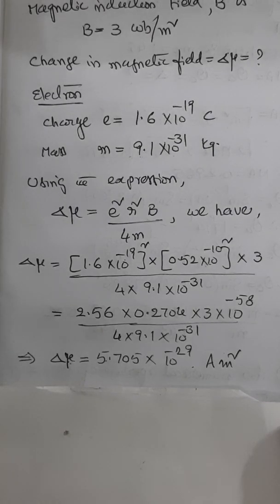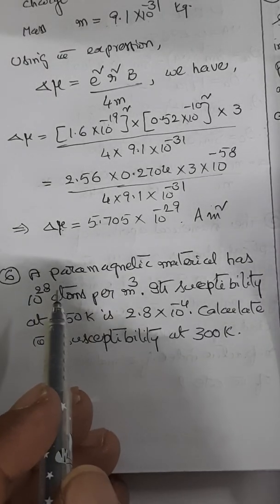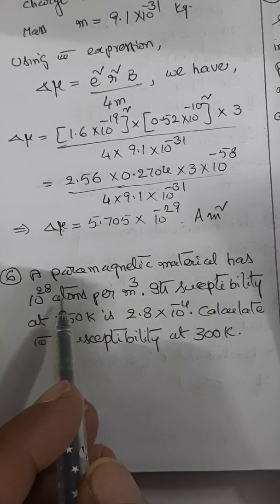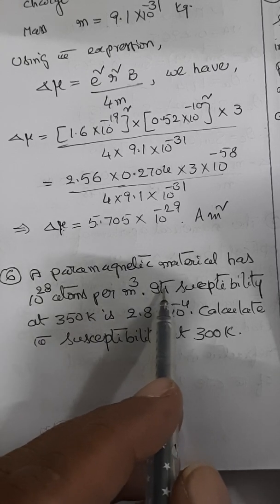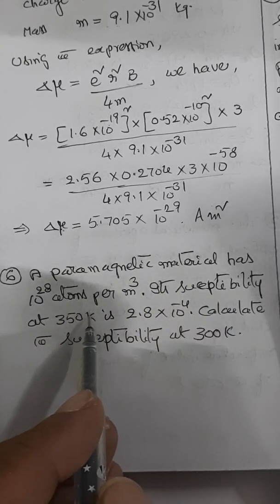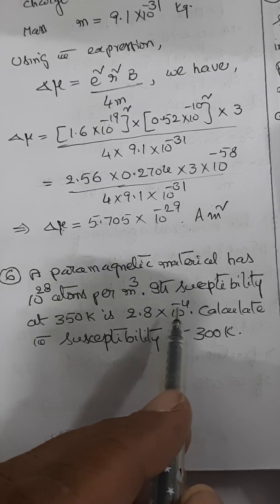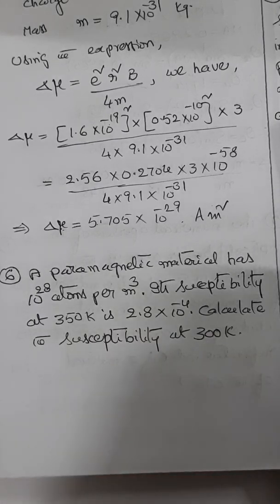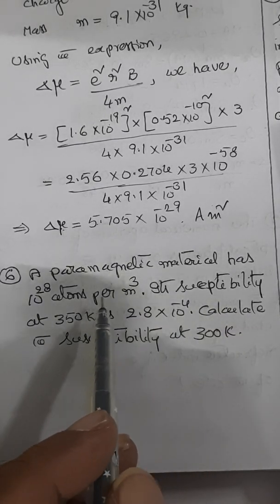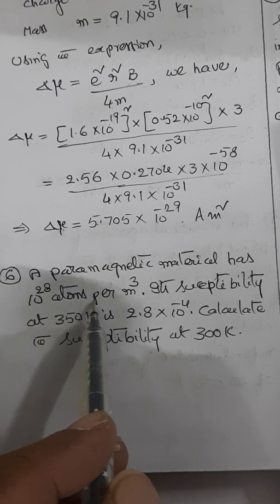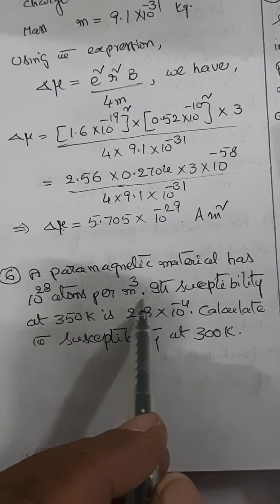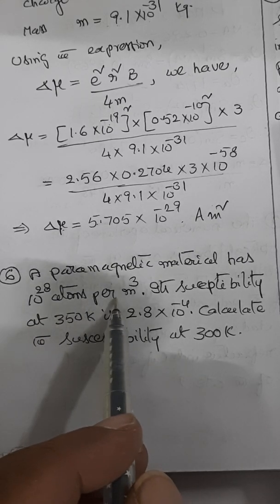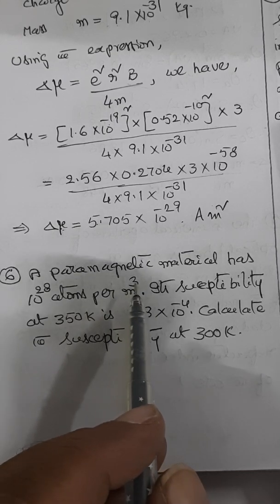So let us look at yet another problem. A paramagnetic material has 10 power 28 atoms per meter cube. Its susceptibility at 350 Kelvin is 2.8 into 10 power minus 4. Calculate the susceptibility at 300 Kelvin. Now 10 power 28 atoms per meter cube means the number of atoms is given. That is, capital N is equal to 10 power 28 atoms per meter cube.